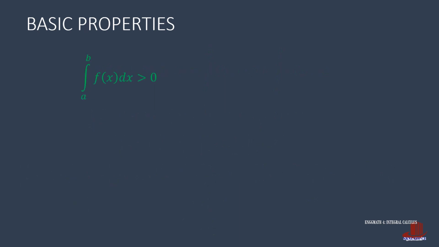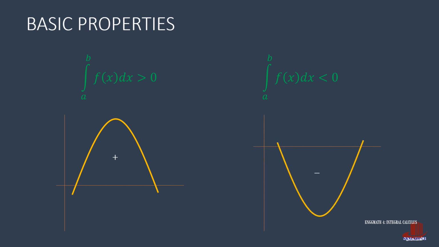The next property can be interpreted using the areas. First, if the integral of a function from limits of b to a turns out as greater than 0, or positive, the area is drawn above the x-axis. Otherwise, the area will be treated as negative or below the x-axis when the integral from b to a results to a value less than 0.